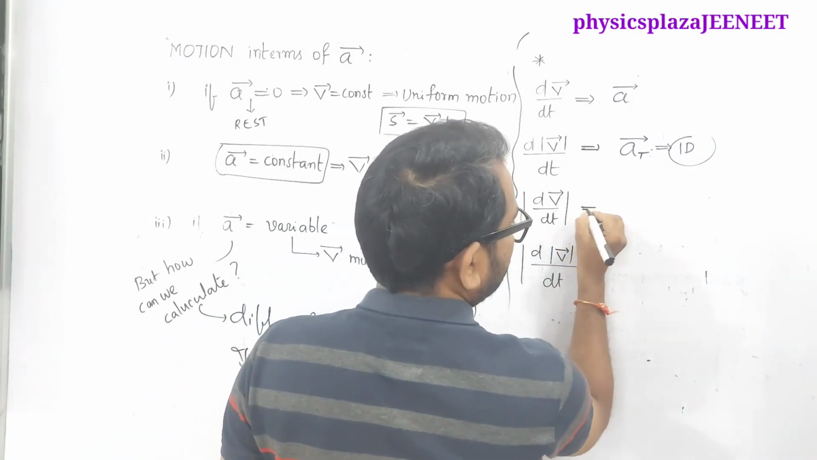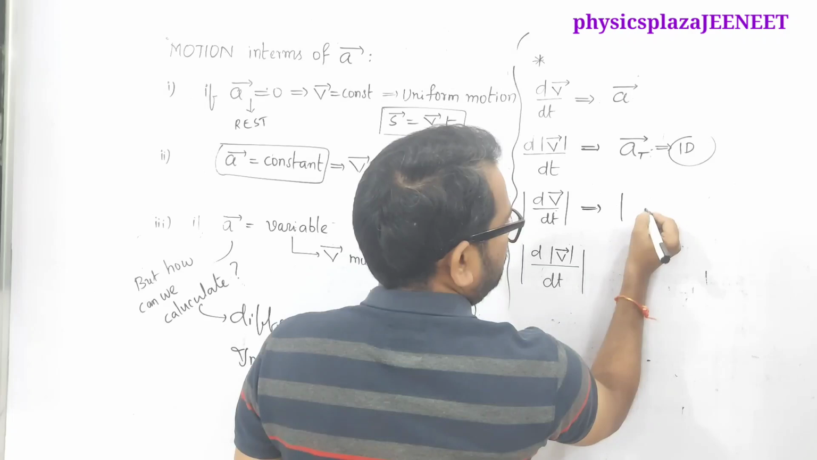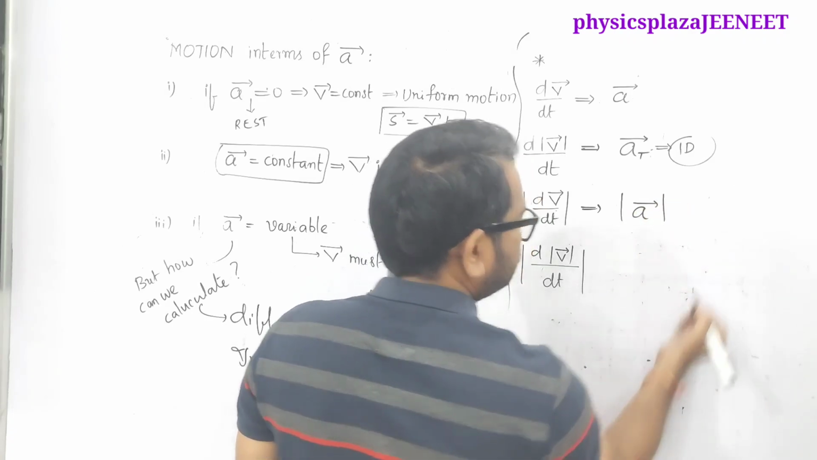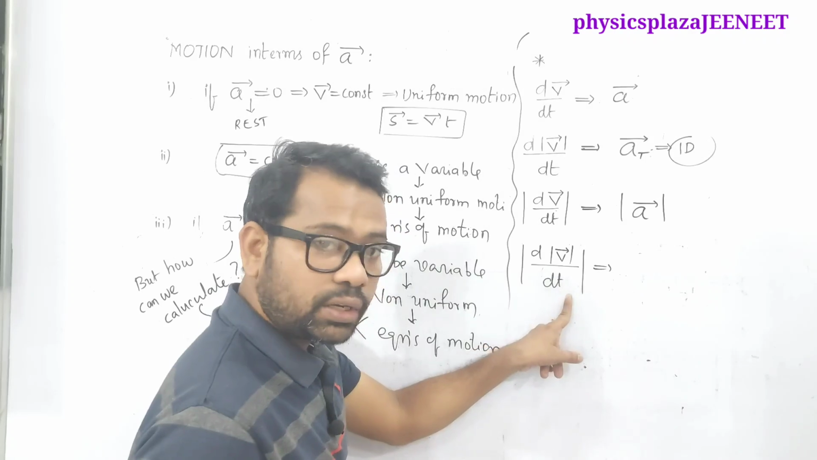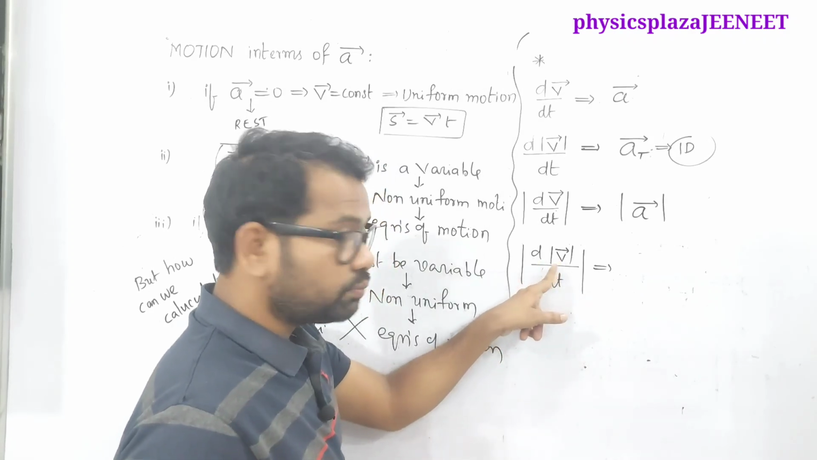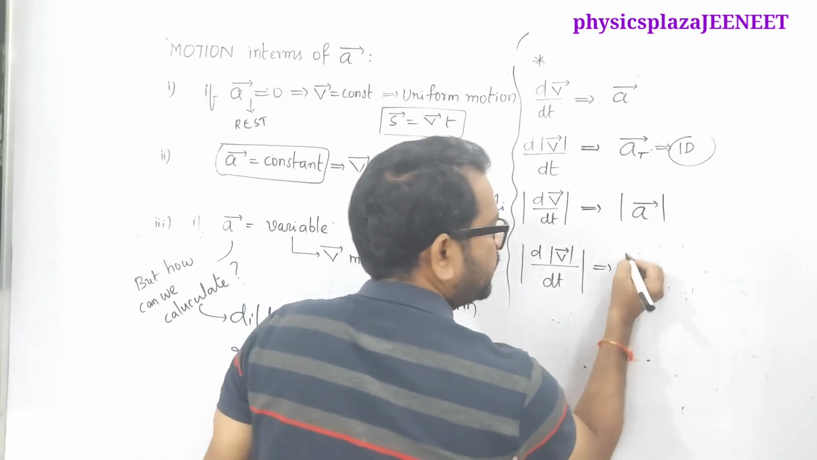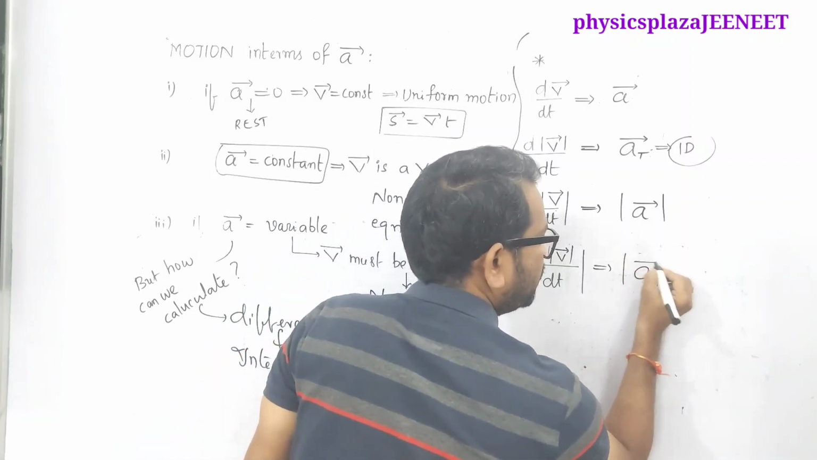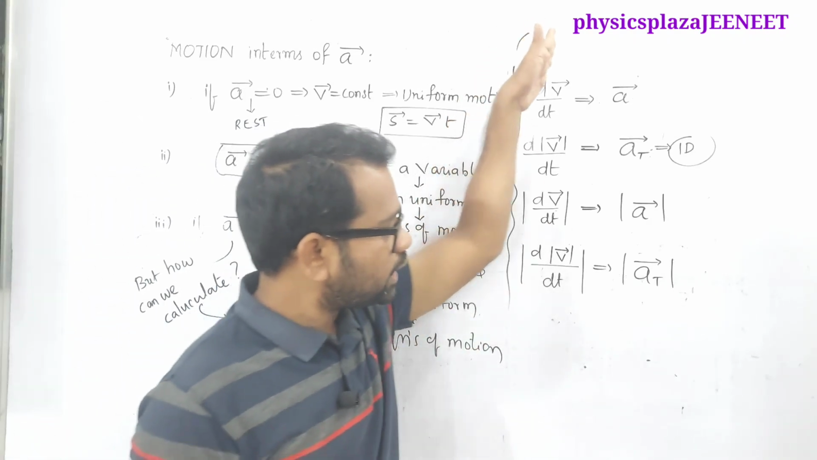And whatever this is, children, the rate of change of velocity is what? Acceleration. Yes, the magnitude of the acceleration. And here it is the magnitude of the change in velocity. The change is happening in the magnitude, so here we will take the magnitude of the acceleration. Children, don't get confused.